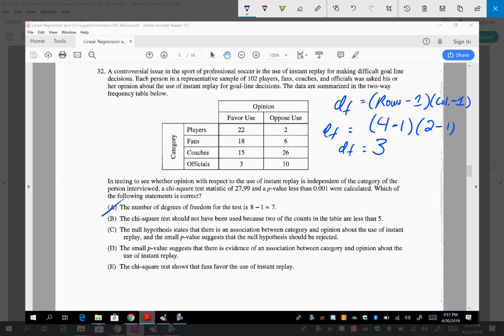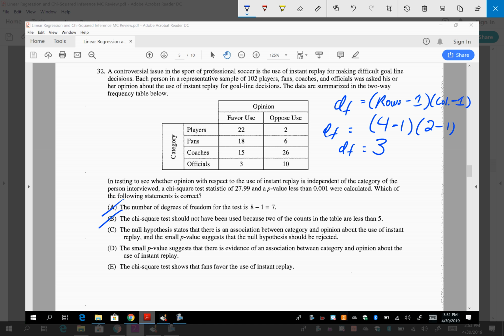Okay? I think I heard a group over here say they liked B. Be careful about B. B says the chi-square test should not have been used because 2 of the counts on the table are less than 5. I don't care if the counts are less than 5. What do I care about with that 5 number? What is more than 5 in each cell? This is the actual amount. I care about the expected numbers. The expected numbers better be 5 or more. And if you use that matrix and find the expected numbers, they're more than 5.